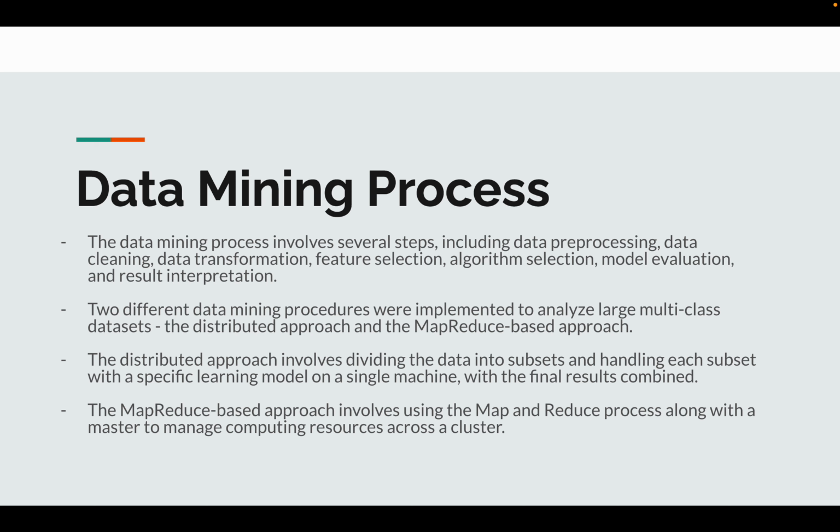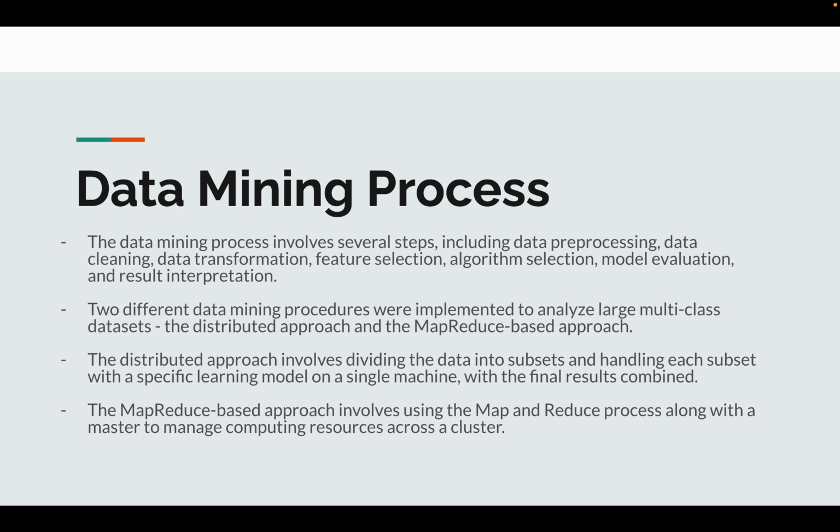The next step in the data mining process is feature selection. So, in this step, the most relevant features or variables are selected from the dataset. This is done to reduce the complexity of the analysis, and also to improve the accuracy of the results. Feature selection is crucial in machine learning as it helps to reduce the overfitting of the model.